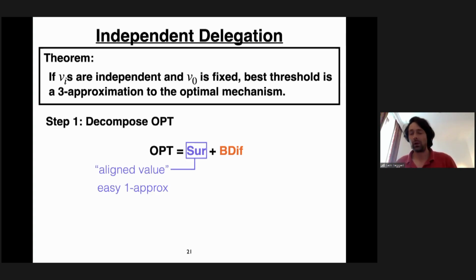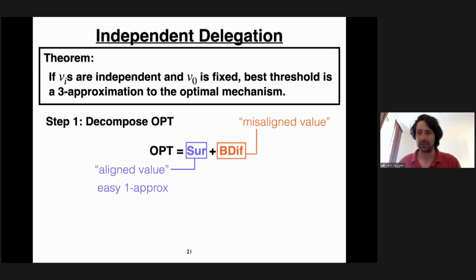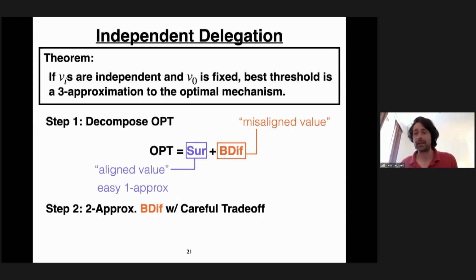So we'll have a term which I'll call sur, or surplus, which will represent this aligned value when the values are high and both the principal and agent are happy. And since this is really the term where preferences are aligned, you might expect that this is going to be pretty easy to approximate, and it turns out to be so. And then we'll have this other term, bias difference is what I'll call it, or BDiff, which represents this sort of misaligned utility case where the principal really has to control what the agent does. And this is going to be a little bit harder to approximate. So that'll be the second big step in our proof.